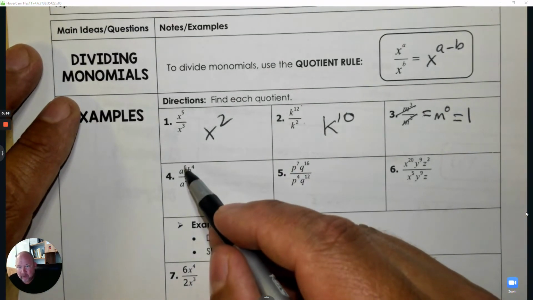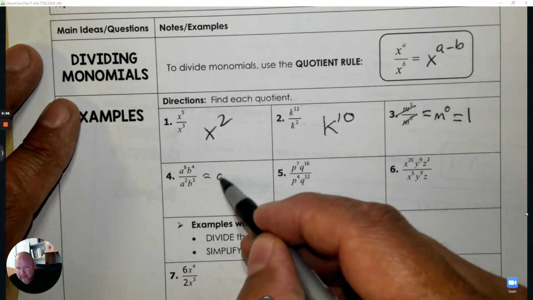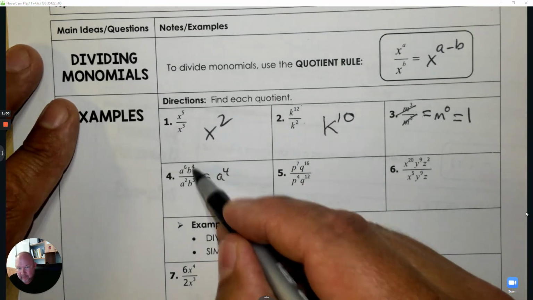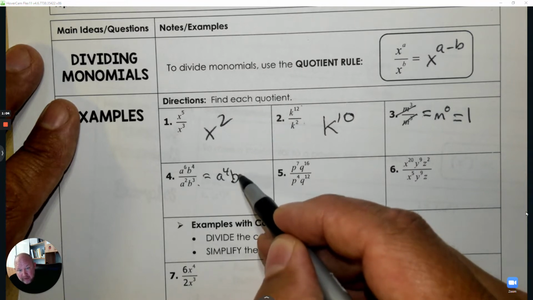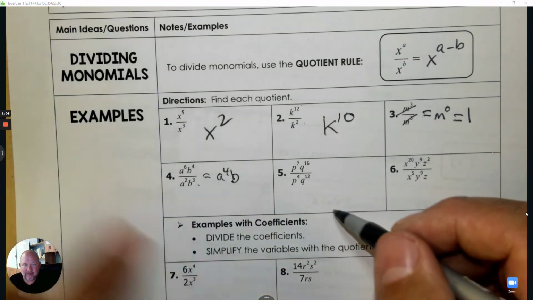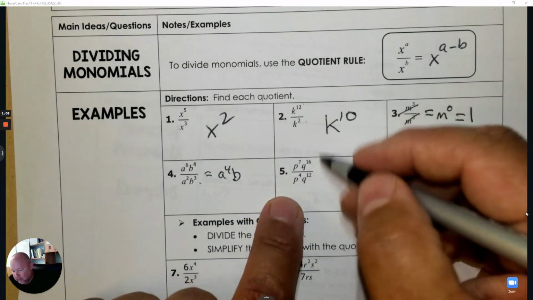All right, so 6 take away 2. So for A, that's 4. 4 take away 3, that's B. I don't need to put the number 1 there. If you did put a 1 there, I'm still going to mark it correct. Here we go. 7 take away 4.